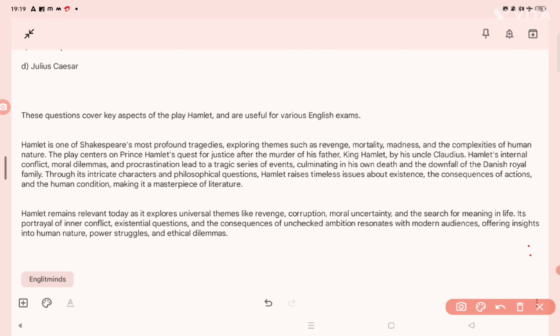Hamlet remains relevant today as it explores universal themes like revenge, corruption, moral uncertainty, and the search for meaning in life. Its portrayal of inner conflict, existential questions, and the consequences of unchecked ambition resonates with modern audiences, offering insights into human nature, power struggles, and ethical dilemmas.